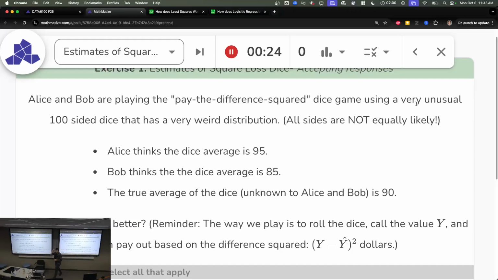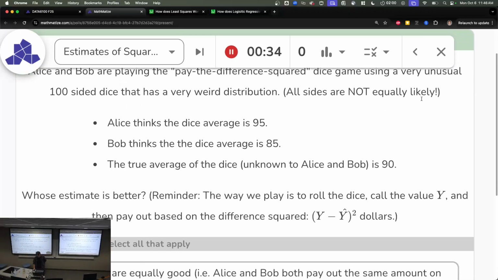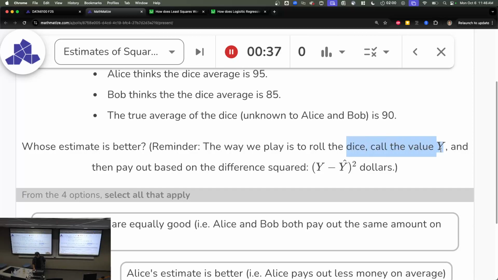Alice thinks the dice average is 95. So Alice says, I think the answer is 95. Bob thinks the average is 85. And the true average, which is unknown to Alice and Bob, is 90. And they're playing this game that we played at the beginning, where you roll the dice, you call the value y, and then you pay based on the difference squared. So if you roll the dice and it comes out 100, then Alice will pay $25, 5 squared dollars, and Bob will pay 15 squared dollars. So depending on what the dice comes up, they pay the square. This was what we did at the beginning of the game.